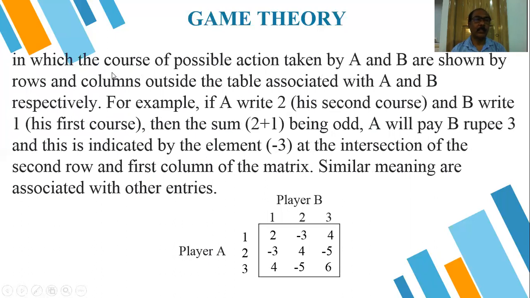The possible courses of action taken by A and B are shown by rows and columns outside the table associated with A and B. I already explained this respectively. For example, I already explained the similar meaning associated with the other entries, whatever is here.